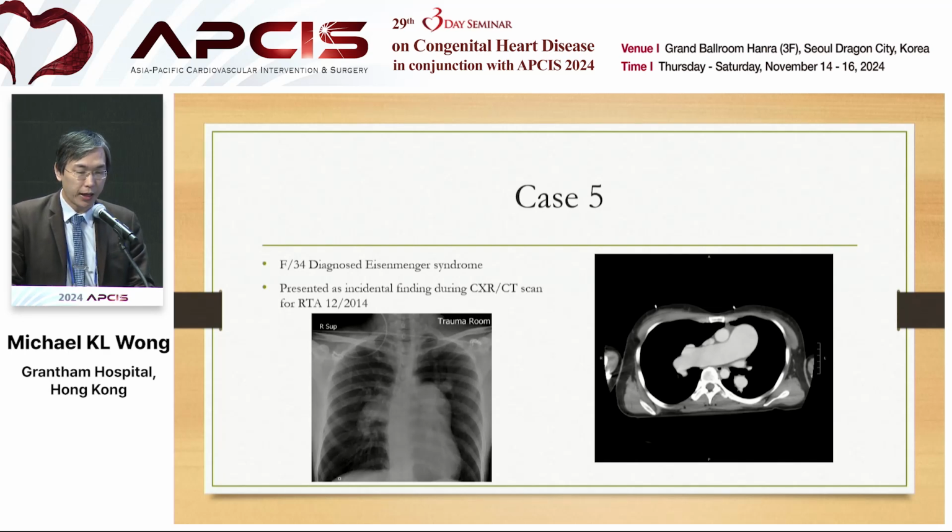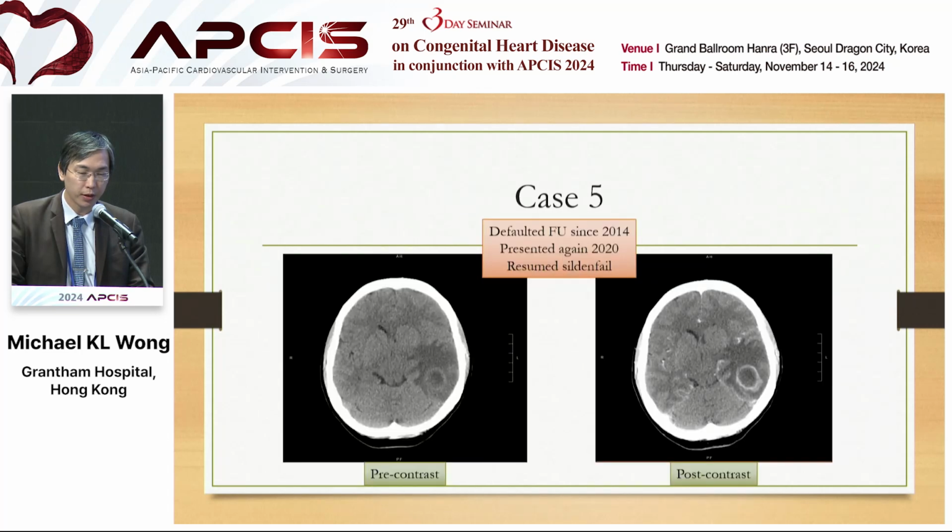So another case of Eisenmenger syndrome diagnosed at the age of 34 years old, also initially presented with an incidental finding during a road traffic accident 10 years ago. So the initial chest X-ray in the trauma room, you can see a very dilated pulmonary trunk with pruning, and CT also showing a very dilated pulmonary trunk. Initially, the patient was started on sildenafil, but subsequently defaulted follow-up since 2014 and presented again with headache. And with this kind of CT imaging, was found to have a brain abscess in 2020.